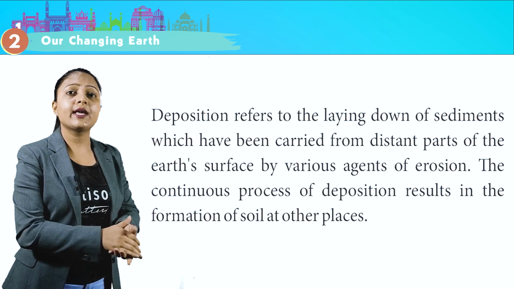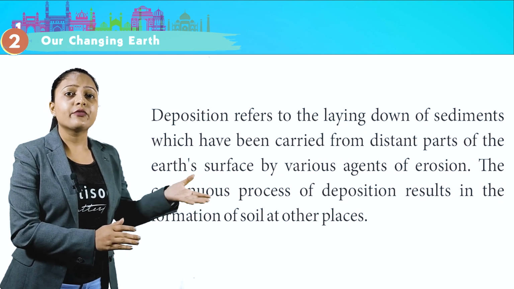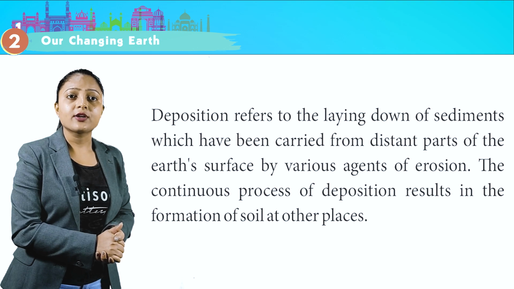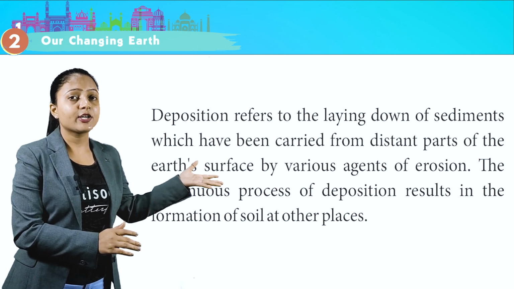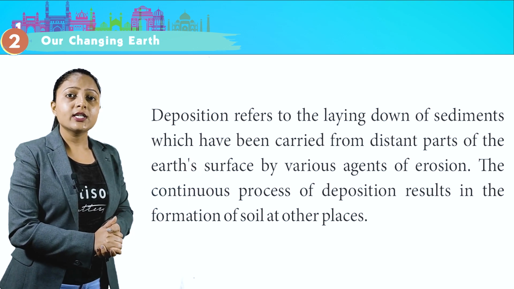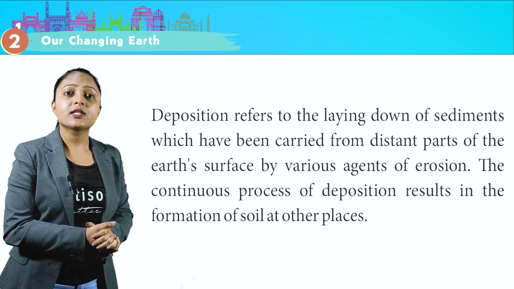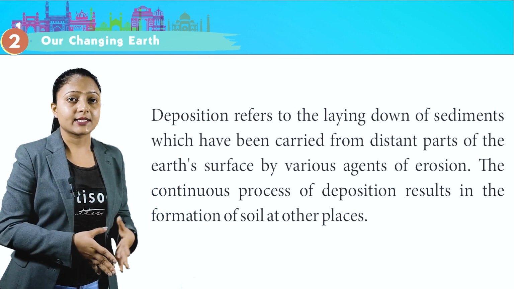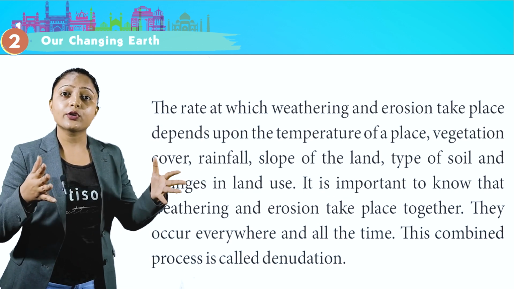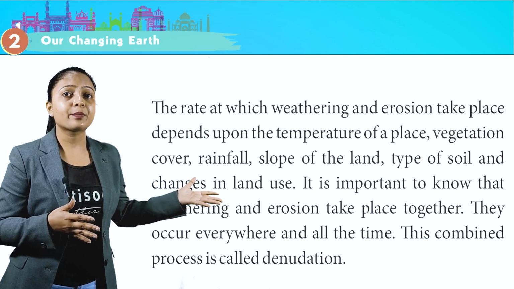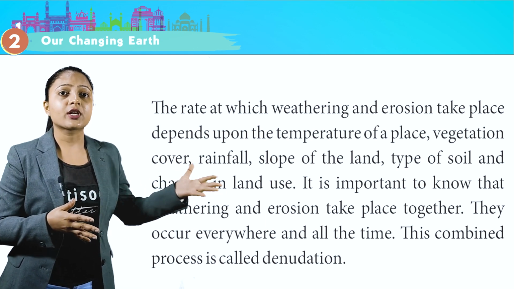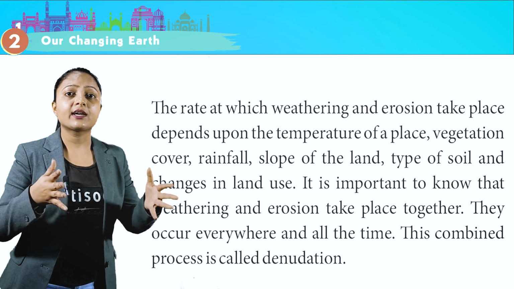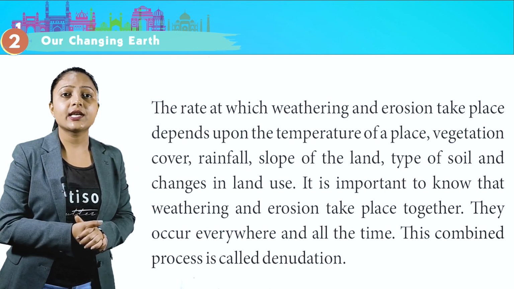Deposition refers to the laying down of sediments which have been carried from distant parts of the Earth's surface by various agents of erosion. The continuous process of deposition results in the formation of soil at other places. The rate at which weathering and erosion take place depends upon the temperature of a place, vegetation cover, rainfall, slope of the land, type of soil, and changes in land use.